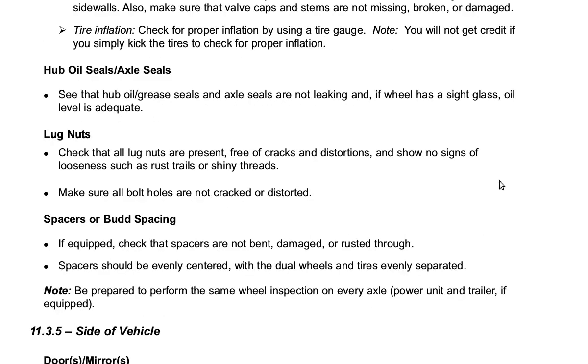Hub oil seals, axle seals. See that the hub oil and grease seals and axle seals are not leaking, and if the wheel has a sight glass, oil level is adequate. Lug nuts. Check that all lug nuts are present, free of cracks and distortions, and show no signs of looseness such as rust trails or shiny threads. Make sure all bolt holes are not cracked or distorted.